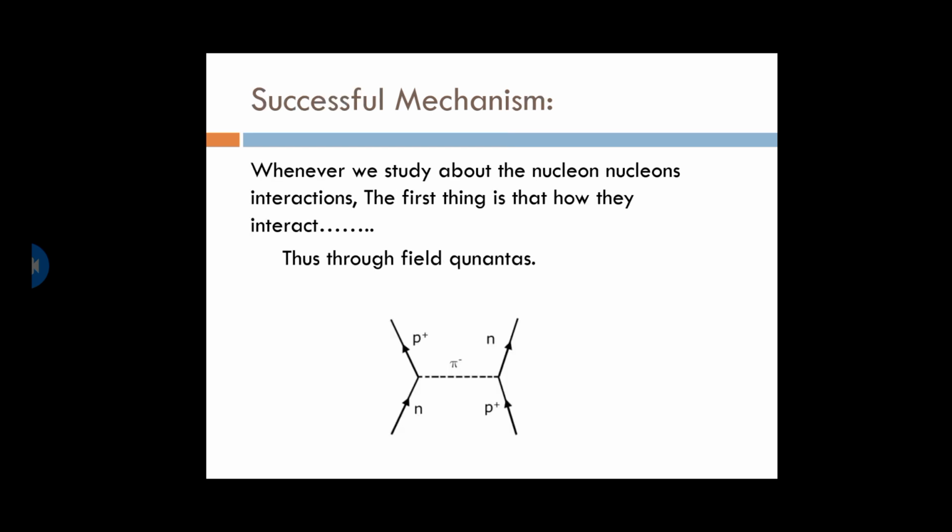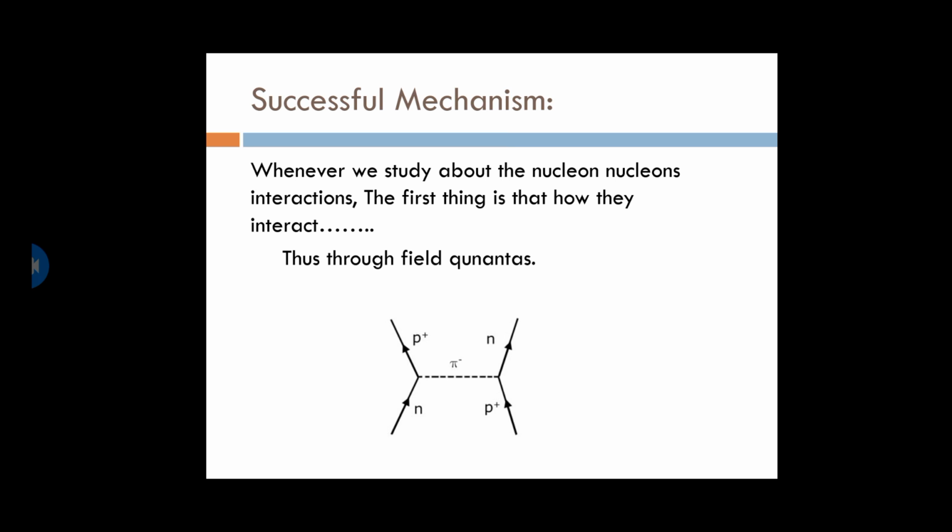Students, as we are discussing the interaction of two objects, how do two objects interact quantum mechanically or classically? As we discussed, one object emits quanta, discrete energy packets, towards the second object, which is absorbed by the second object. So whenever we study nucleon-nucleon interactions, the first thing is how they interact. The answer is through field quanta, as we discussed. So we can say that nucleon-nucleon interactions also obey the quantum concept. According to this concept, the first nucleon emits something in the form of quanta that will be absorbed by the second nucleon. This is the basic concept of nucleon-nucleon interactions.